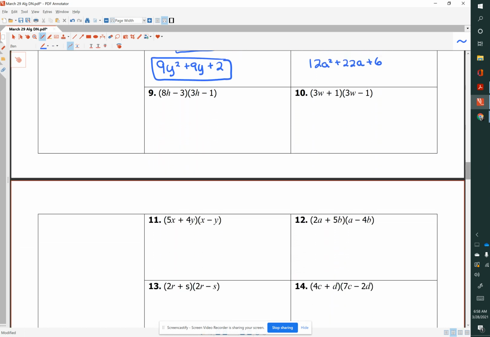So go ahead and try 9, 10, 11, and 12. And I hope you're kind of getting into the rhythm of it, but don't get too complacent. They change up a little bit. So the subtraction, we have subtraction. Now, do you see how the signs work when we have two subtractions? 8h times 3h, that's 24h squared.